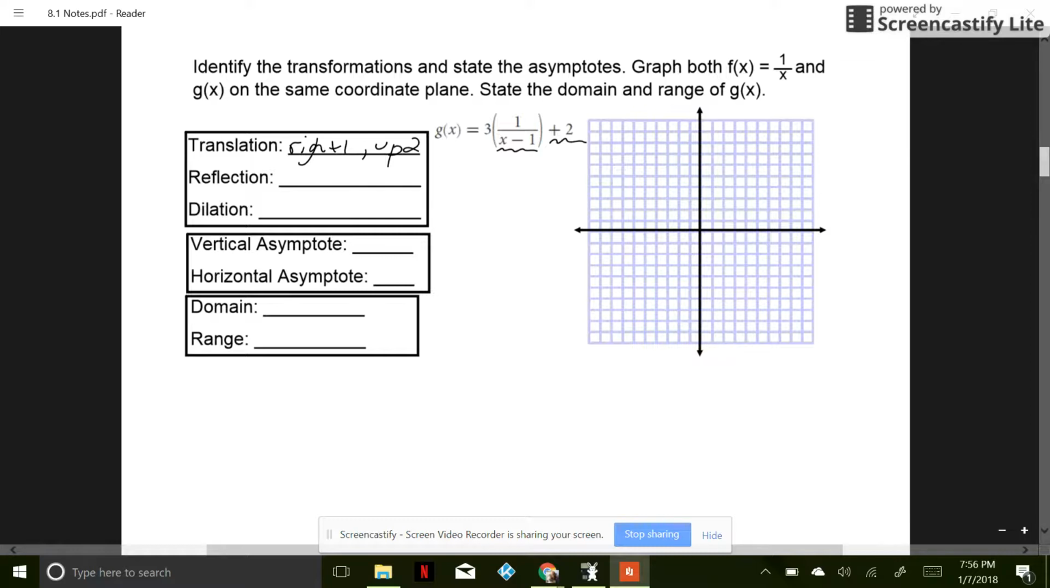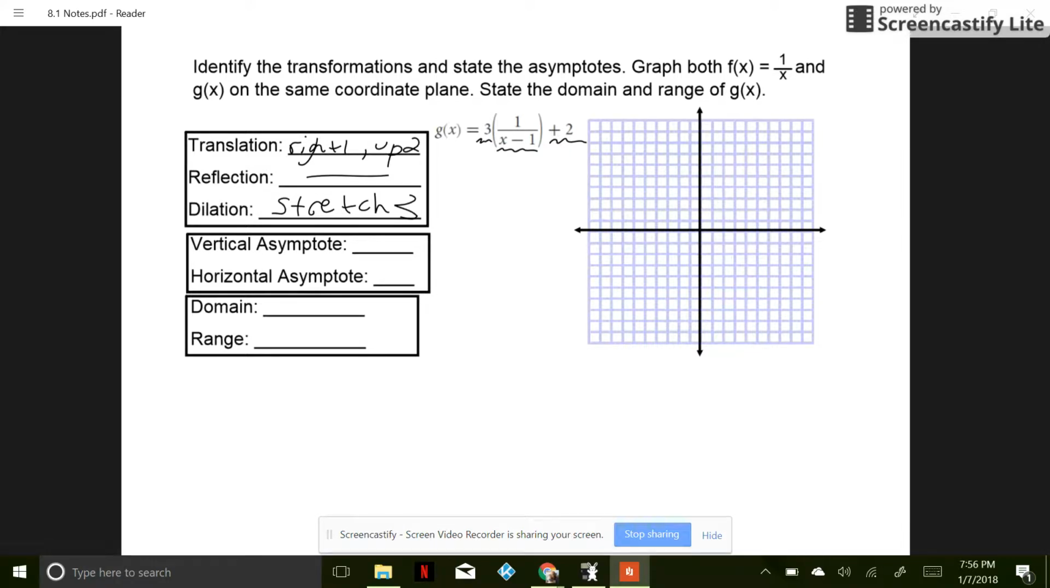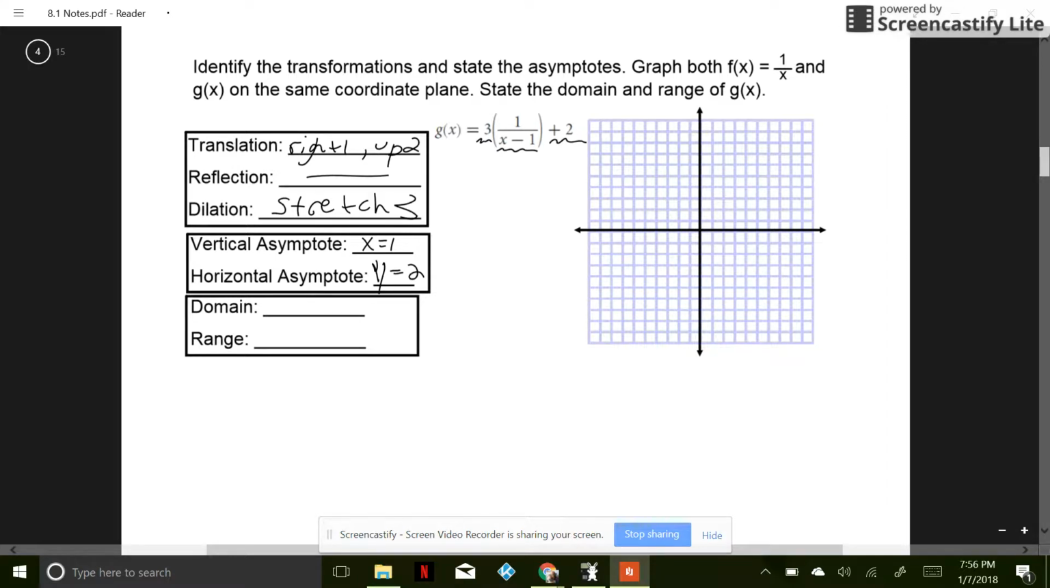If it's a reflection, we should be multiplying by a negative, and we're not. So there's no reflection. And then the 3 is giving us our dilation. So that's going to be a stretch of 3. Our vertical asymptote is based off of that horizontal translation. Since our function is moving to the right 1, our asymptote will be at x equals 1. It's going to have shifted to the right 1. Our horizontal asymptote is going to be y equals 2 because we've shifted up 2.